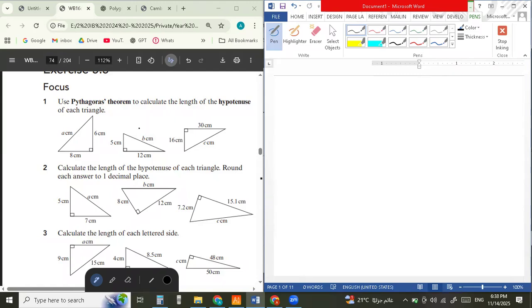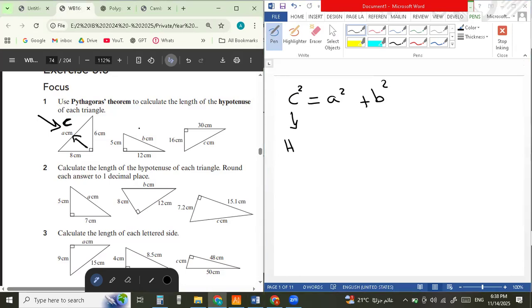So here, one of the questions you're going to find has the hypotenuse missing, and we agree that the hypotenuse, which is also referred to as C, in this question they are referring to as A. But in our rule that we learned for the Pythagoras theorem, we said that C squared equals A squared plus B squared, where C is the hypotenuse. And the hypotenuse is the longest side. It is the one that is opposite to the right angle, like this one here.